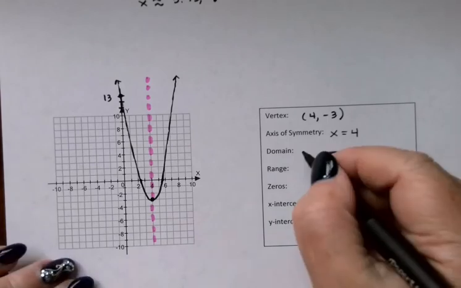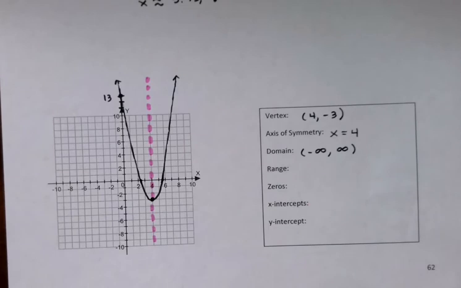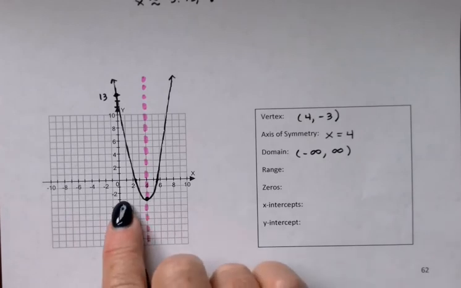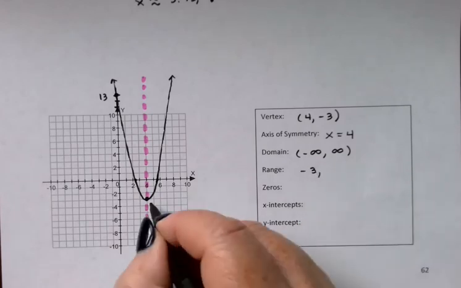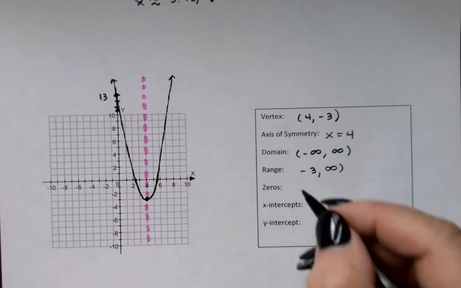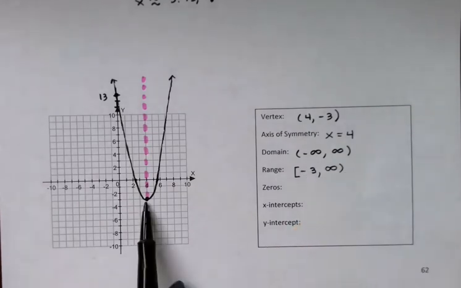Domain, all real numbers, or minus infinity to infinity. And the range, it looks like the smallest y value on this graph would be right here at the vertex. So the smallest y value is -3. And then the y's go up forever, so up to infinity. I will use a bracket on the -3. That -3 is included, right? The graph actually hits that y value of -3.